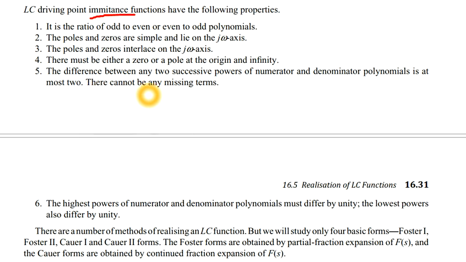And there cannot be any missing terms. When you see the numerator and denominator, you will not have any missing terms. That means if s to the power 4 is there in the numerator, s cube will be there in the denominator. So like that you need to check continuously for the numerator and denominator. All the possible degrees will be there between the maximum and minimum degrees.